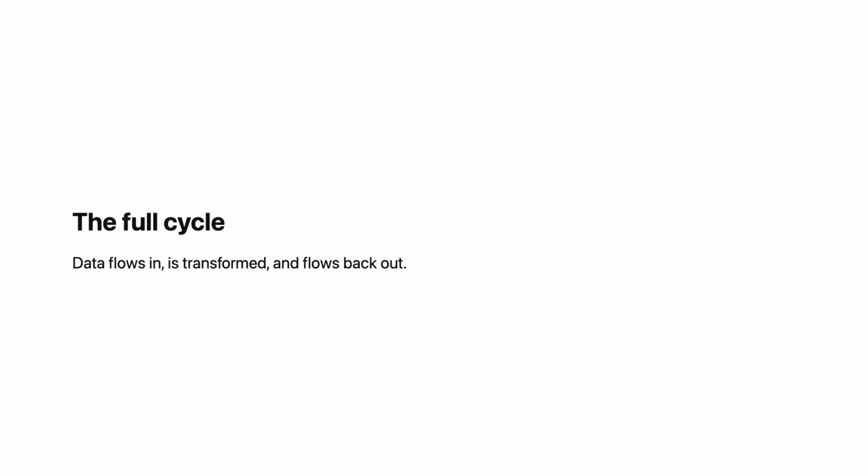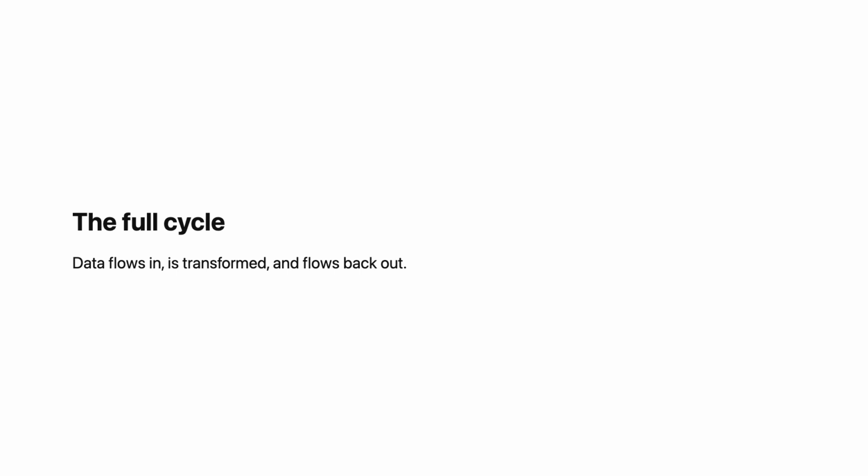Input, initial state, transformation, final state, output. This is the full cycle. The program receives, processes, and produces. It is not a closed system. It is connected to the world through input and output.